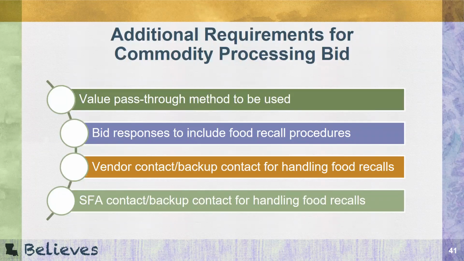If you're doing a commodity processing bid, you also have to include the value pass-through method and the provision for information in bids and responses for food recall procedures. You must provide contact information for your contact person and backup person for handling food recalls for both the vendor and the SFA.